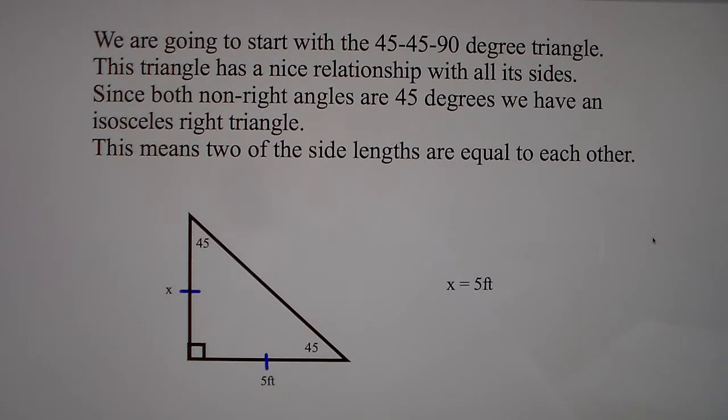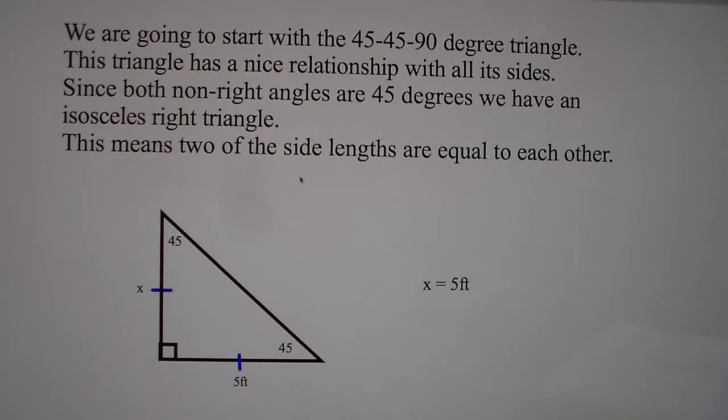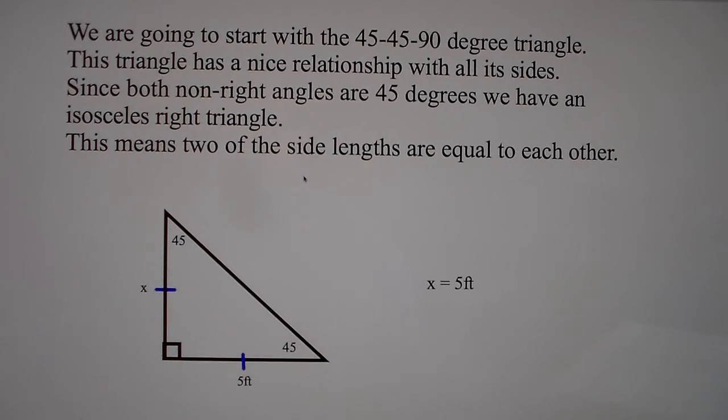Now we're going to start with the 45, 45, 90 degree triangle. This triangle has a nice relationship with all its sides. Since both non-right angles are 45 degrees here and here, we have an isosceles right triangle. This means two out of the three side lengths are equal to each other. So if this side length is 5 feet, that means this length is 5 feet. So from here to there is 5 feet, so that means from here up to there is 5 feet.